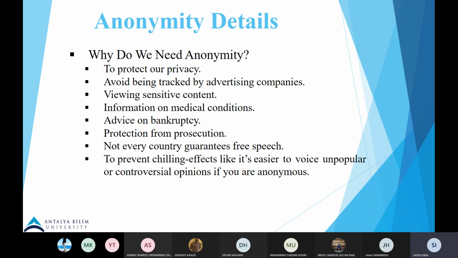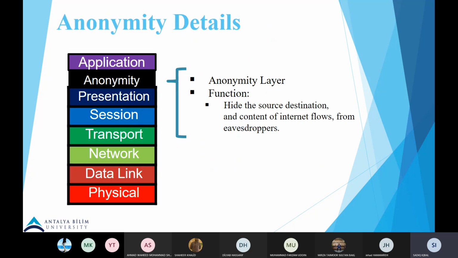So that leads to only one option. If you're determined and you really want to be secure, then you have to at least know what is going on and what you need to do in order to secure yourself.